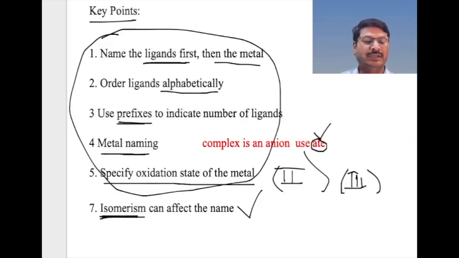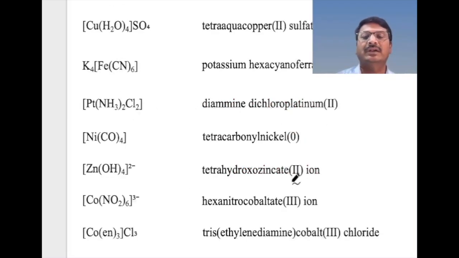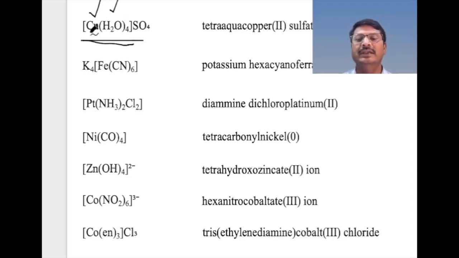Let us come to some examples for understanding. [Cu(H2O)4]SO4, [Cu(H2O)4]SO4. When you are going to write the name, what are the first points you have to remember? First you have to remember the ligands, number of ligands, and after that the central metal ion, its oxidation state, and after that the counter ions. So: type of ligands, number of ligands, central metal, its oxidation state, and counter ion.